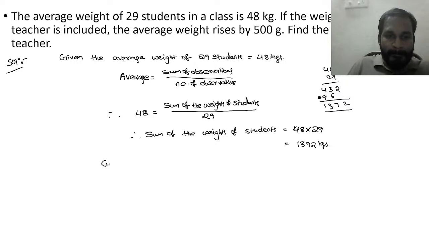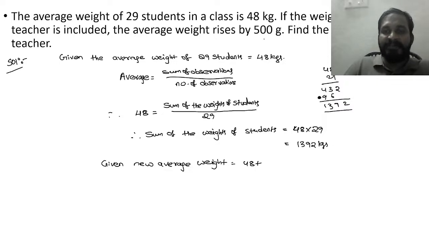And given the new average weight, what is the new average weight they have given us? 48 plus the average weight is raised by 500 grams. So what happens to my new average weight? 48.5 kgs. The new average weight is 48.5 kgs.